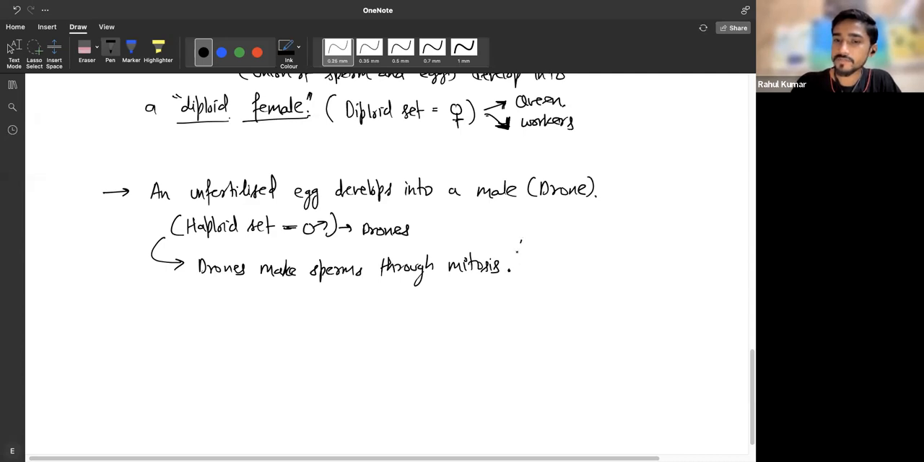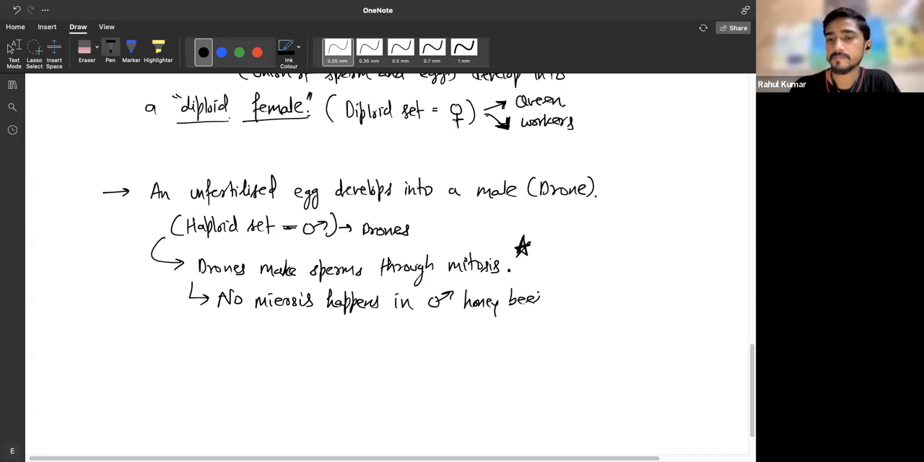And this is a neat question. The question was, gametes are formed by the process of dash in drone honeybees. If you just see gametes, the options will be mitosis, meiosis, both, none. You will choose meiosis and it's wrong. Drones make sperms through mitosis. In fact, there is no meiosis happening in drones. Write down: no meiosis happens in male honeybees. Interesting, right?